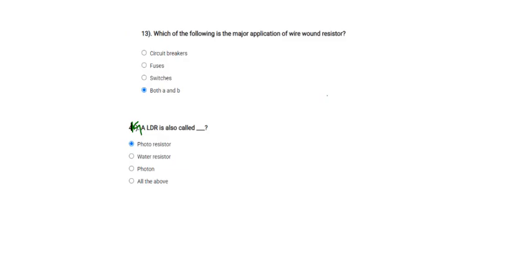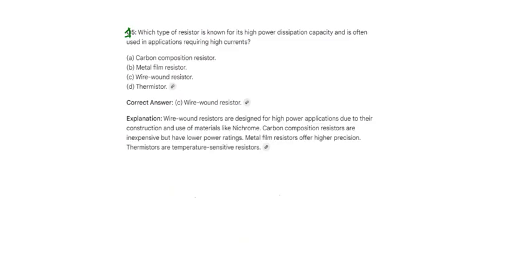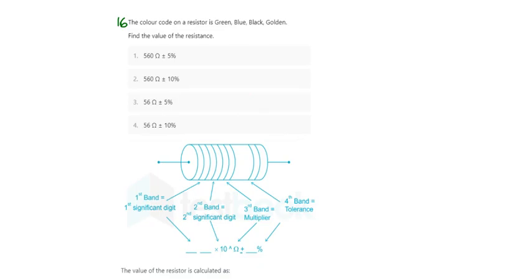Which of the following is the major application of wire-wound resistors? Both circuit breakers and fuses. An LDR is also called a photoresistor. Which type of resistor is known for its high power dissipation capacity and is often used in applications requiring high currents? Wire-wound resistors. The color code of a resistor is blue, black, green. Find the value of the resistor.